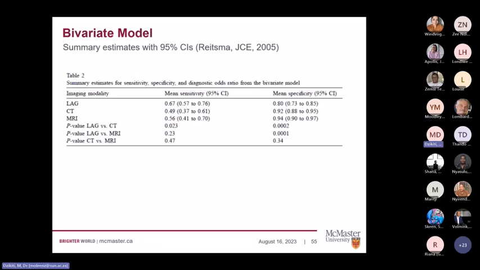The other thing one can do here now is because you have pooled estimates of sensitivity and specificity for each of the modalities, and you can see them here, you can calculate differences between them. Now, it's important to know that this is comparing sensitivities and specificities in different studies. So even though it's presented here, the studies of CT may be different from the studies of MRI, and therefore the interpretation is not so straightforward. But I'm just showing you that it can be done.